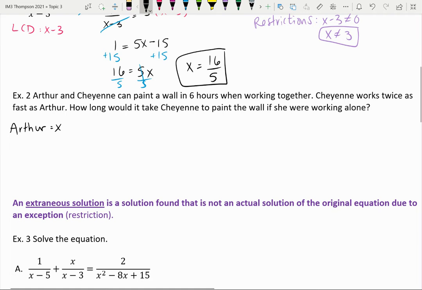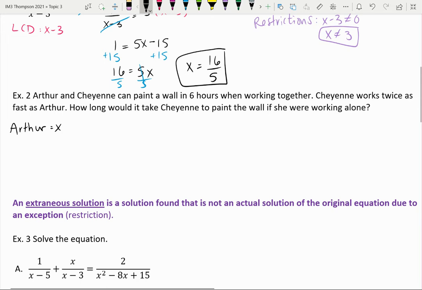So let's say if Arthur can do a job in 2 hours, picture in your head he can write a paper in 2 hours. How much can he do in 1 hour? Half of it, right? If Arthur can, I don't know, clean his house in 3 hours, how much of it can he get done in 1 hour? A third of it. So everything's in rates.